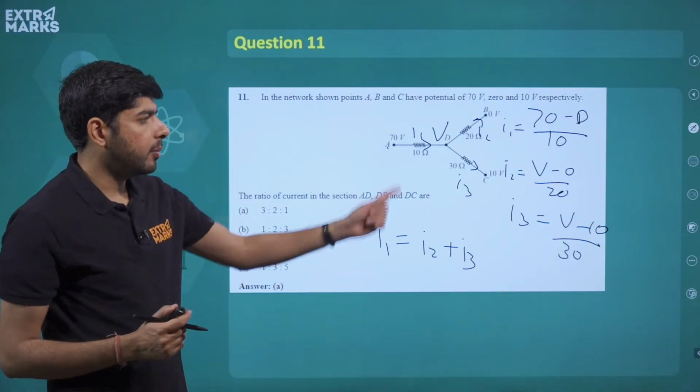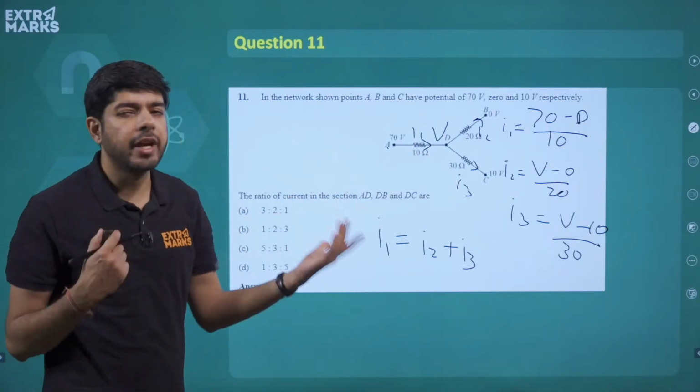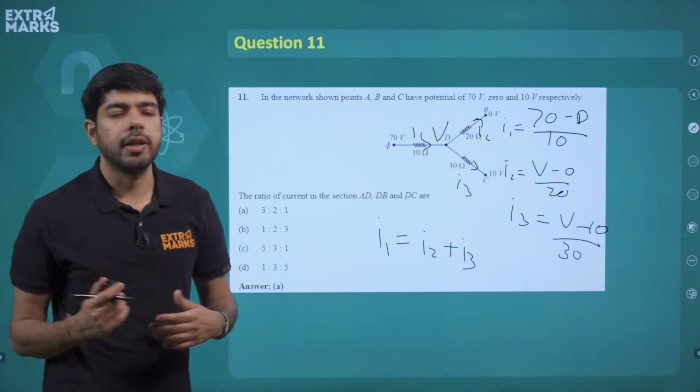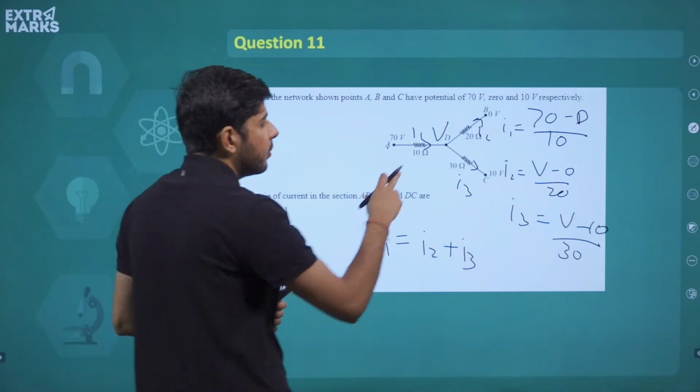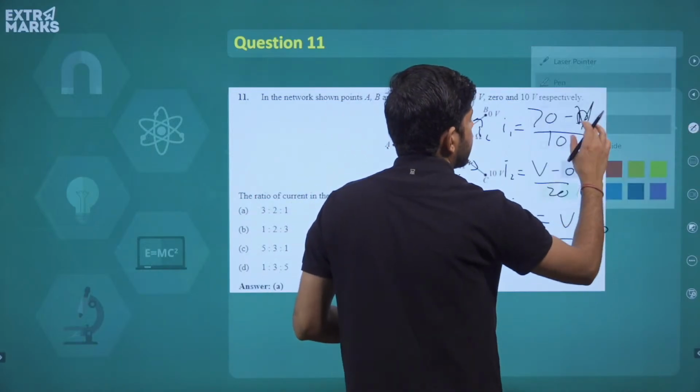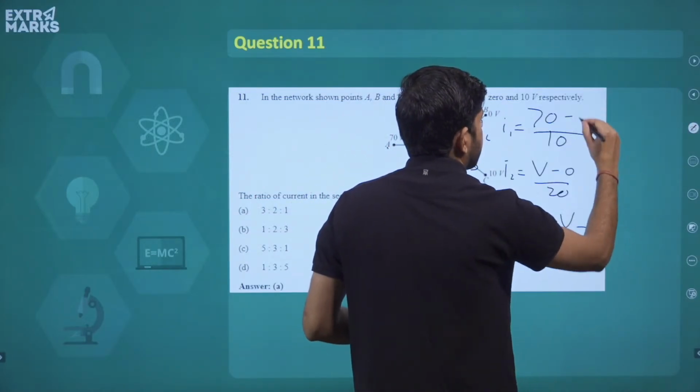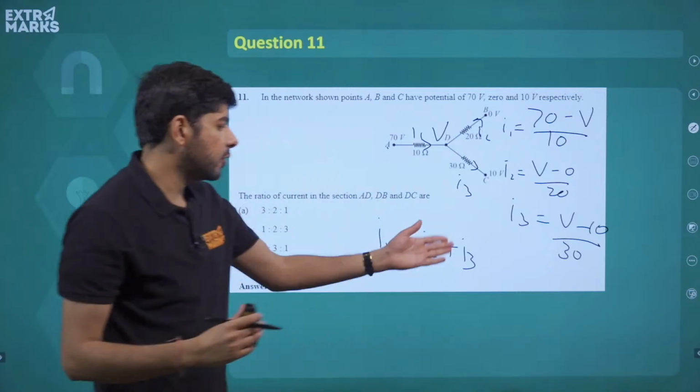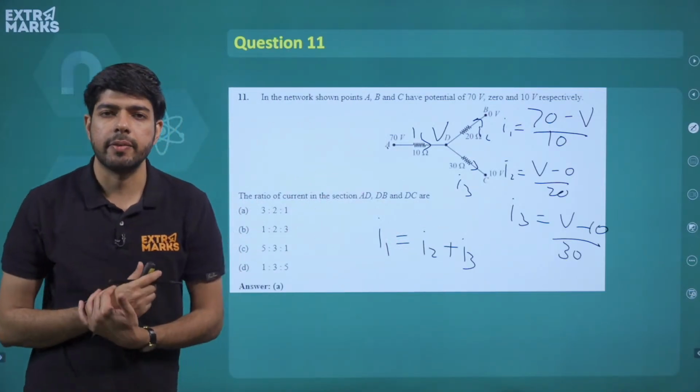Alright, so basically you need to just put the values here, find V, and then find I1, I2, I3, that's it. So this is 70 minus, this is V. The potential at D, we are calling it V, so this is 70 minus V. So put the values, find V, find I1, I2, I3, very simple.